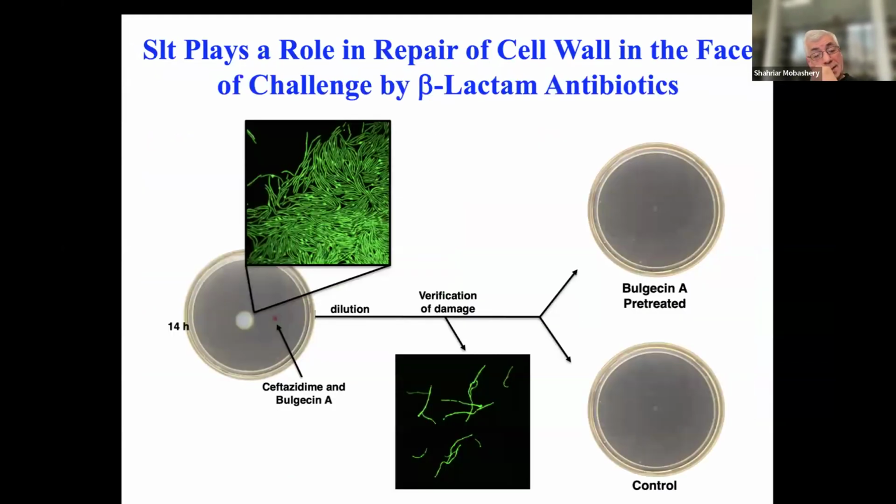So this is an experiment that David did that actually is very nice. You put the compounds ceftazidime and bulgesine A, you get your bulges. David went and removed some of that, put it under the microscope. Yes, the bulges are there. Then he put them on growth medium in the control group, which has no compound in there, so the bacteria should grow unhindered. And then in a plate that had bulgesine A present.